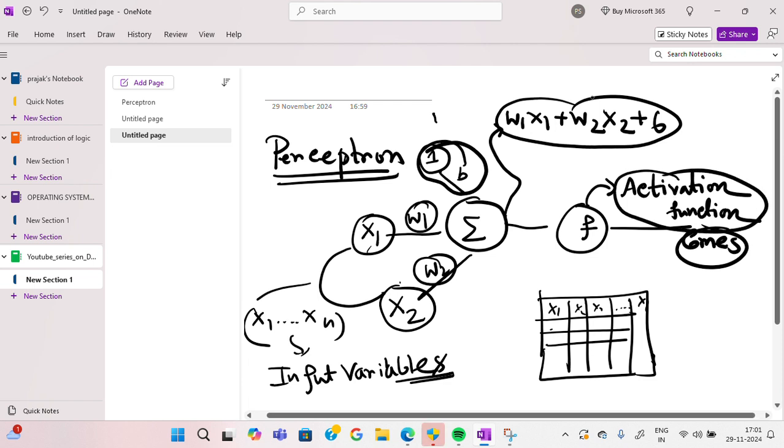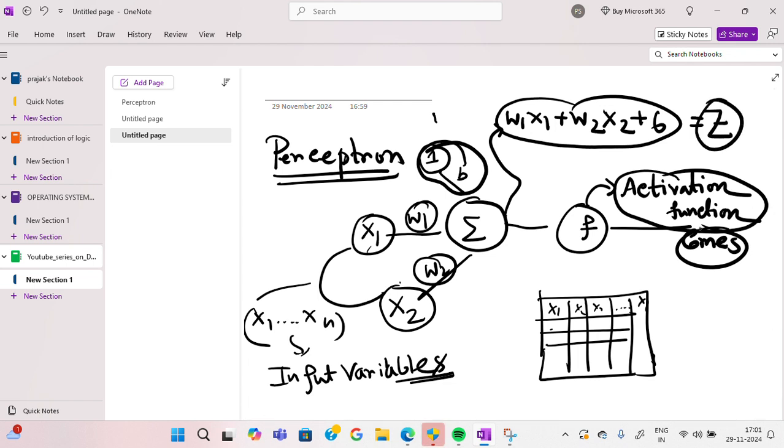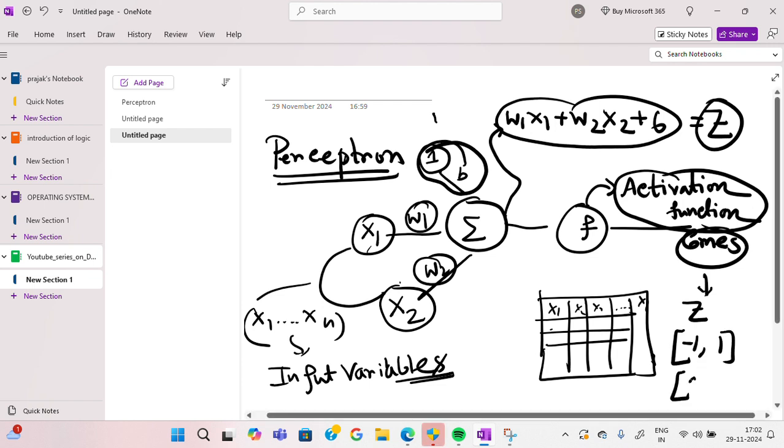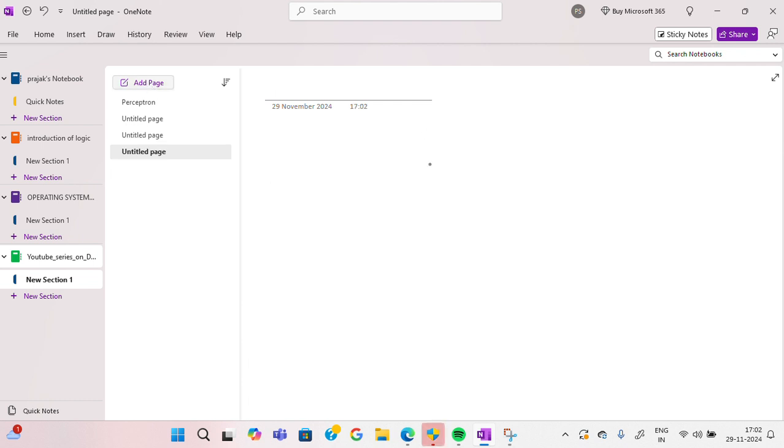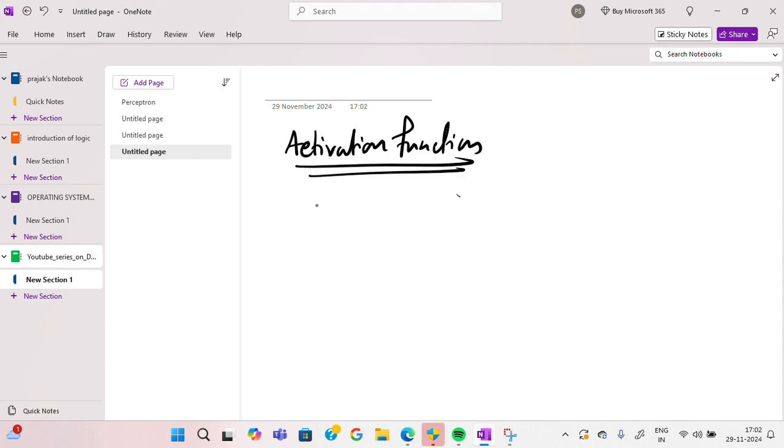This is the total value. If I consider it as z, then this activation function will adjust the value of z within a certain range, like z should reside between -1 to 1 or 0 to 1. This type of range will be determined by the activation function. I can choose different types of activation functions. One of the activation functions is the step function.